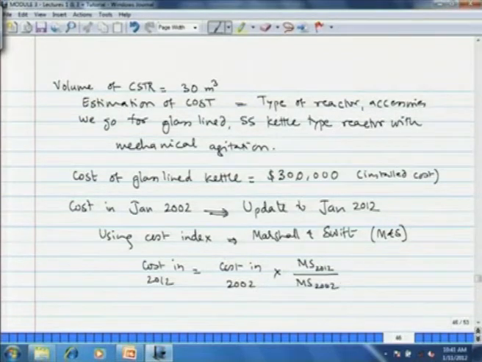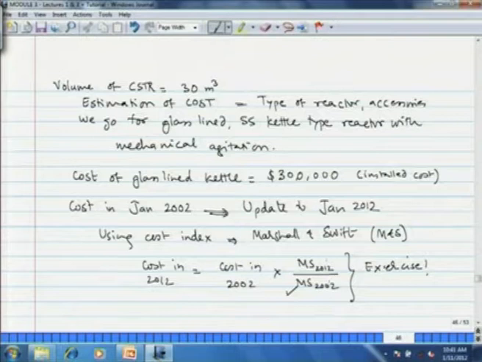Now this particular thing is rather easy. I leave it as an exercise for you. You look into the various sources, websites, as well as regular journals like Chemical Engineering Journal published by the Institution of Chemical Engineers, where Marshall and Swift indices are published regularly. Find out the Marshall and Swift index at 2002, 2012, take a ratio and update this cost. This is left as an exercise for you. So this completes our problem on fermentation.